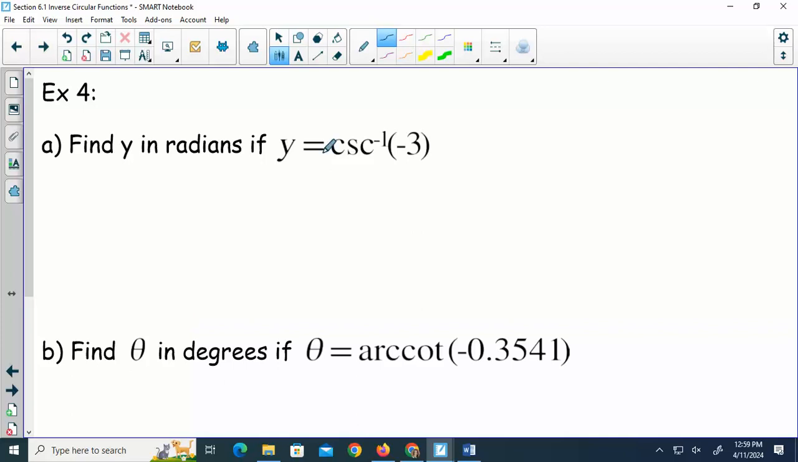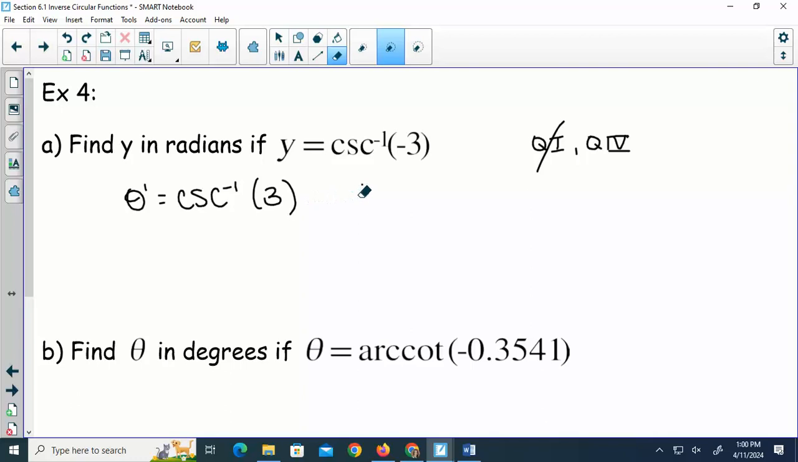If I ask you to find y, if y is equal to cosecant inverse of -3. Okay, cosecant inverse can be in which quadrants? 1 and 4. All right, if it's negative, we're in quadrant 4. Do we know when cosecant is equal to 3? No. So I'm going to ask you to get a reference angle on your calculator. And to do that, we need the cosecant inverse of the positive. Except, do we even have a cosecant button? No. So we have to really think about how we're going to type this in.